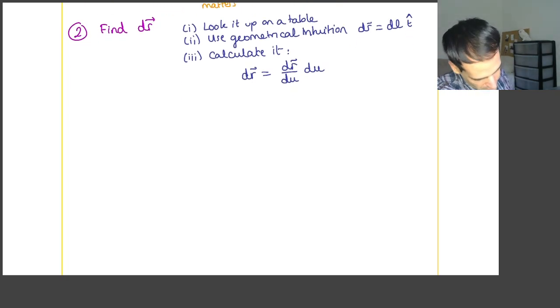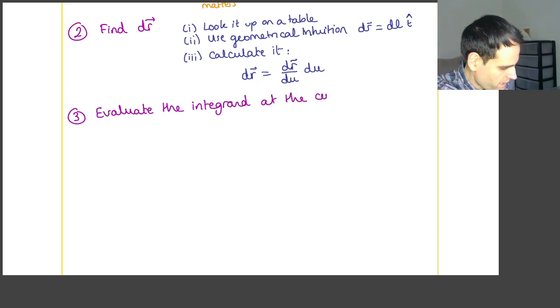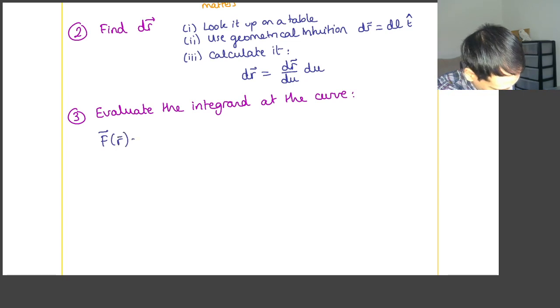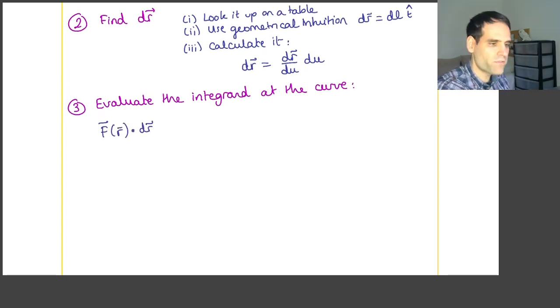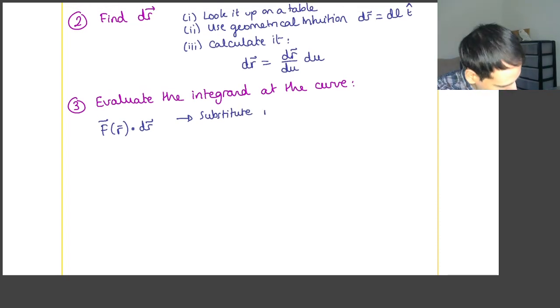Excellent. Step 3 is to evaluate the integrand at the curve. And this is the step that is different for this kind of integrals, right? Because you have to evaluate F dot dr. And this involves several things, actually 2 things. So first, substitute x, y, and z, or we could write it as substitute r of u into F of r.